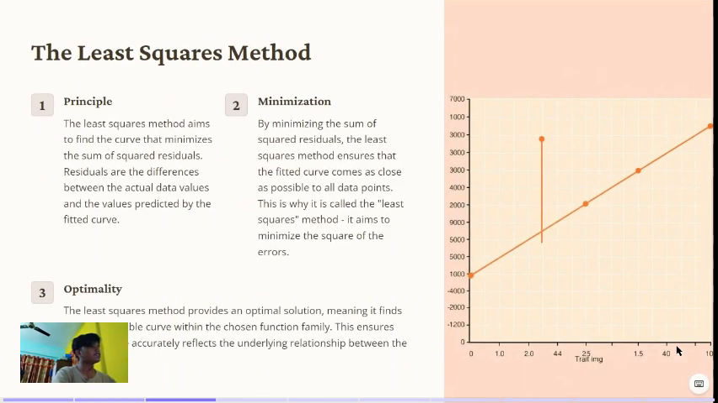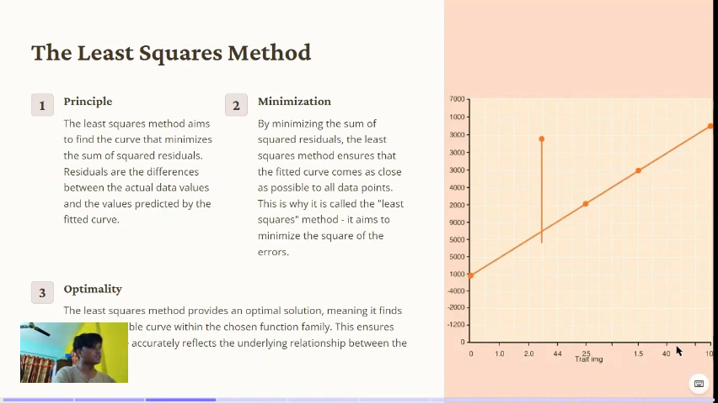The least squares method principle. The least squares method aims to find the curve that minimizes the sum of squared residuals. Residuals are the differences between the actual data values and the values predicted by the fitted curve. Minimization. By minimizing the sum of squared residuals, the least squares method ensures that the fitted curve comes as close as possible to all data points. This is why it is called the least squares method. It aims to minimize the square of the errors.